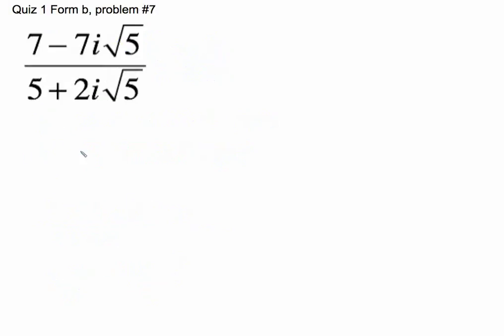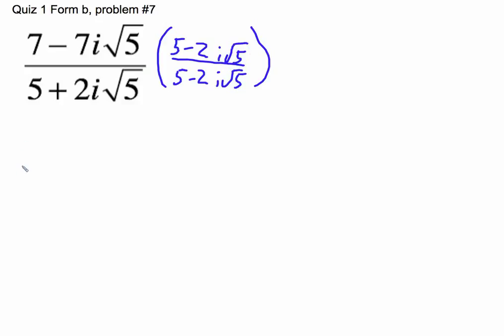Okay, let's look at the second problem now. And this is from Form B. It was problem number 7. And again, we'll multiply it by the conjugate, which is 5 minus 2i square root of 5.